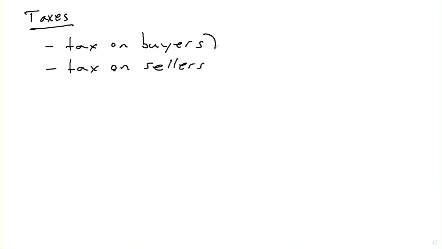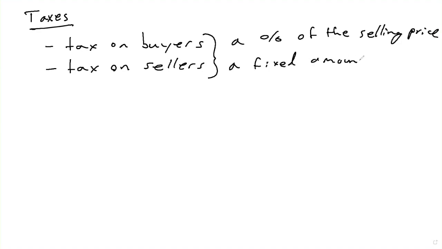So we talked about price controls in the last video, and now we want to talk about the other government policy which can alter market outcomes, which is taxes. And there's two primary types of taxes, which are just based on how you design the tax policy. You can either place a tax on buyers, or you can place a tax on the sellers. And then once you decide who's going to pay the tax, you can either have a tax as a percentage of the selling price or a fixed amount per unit.